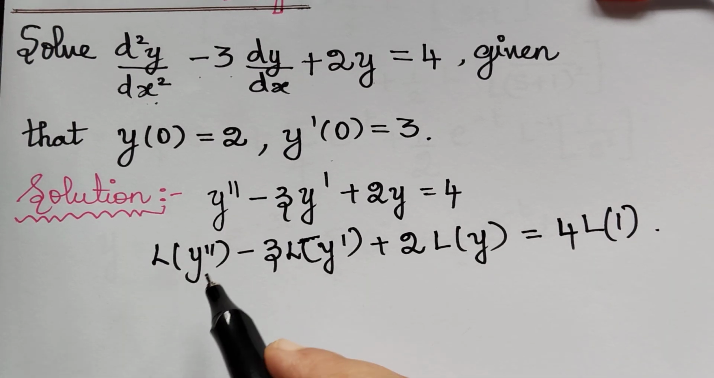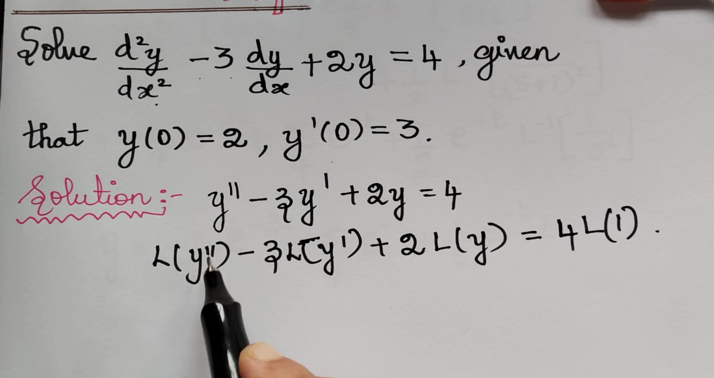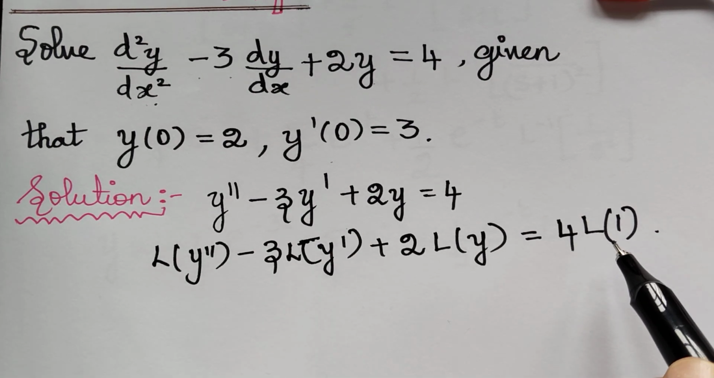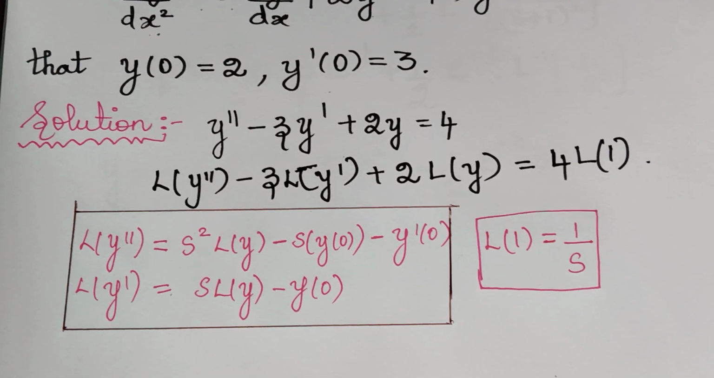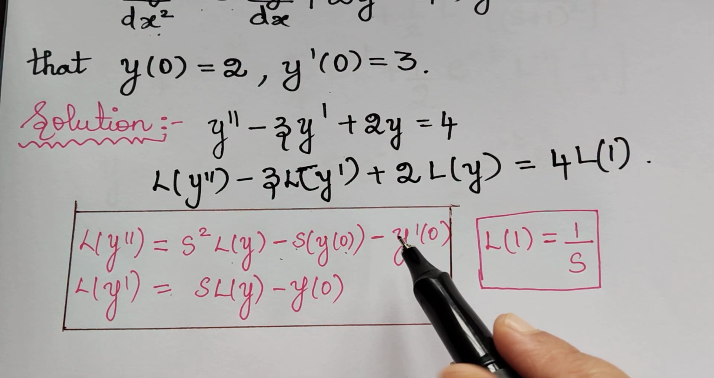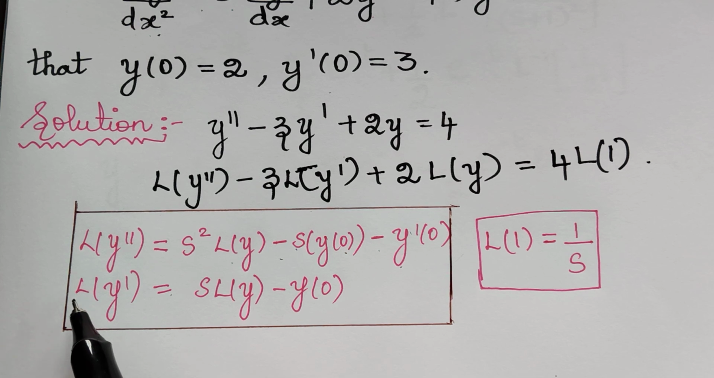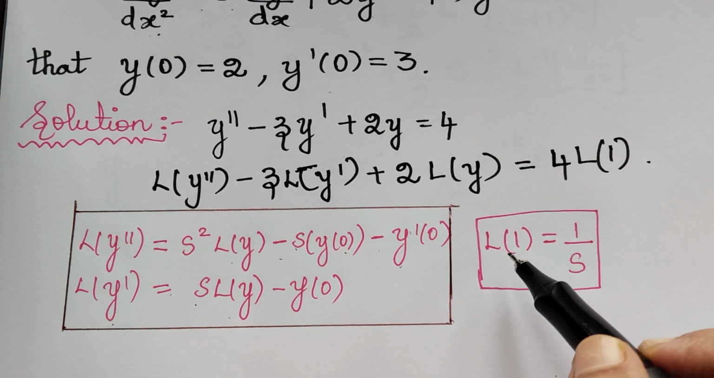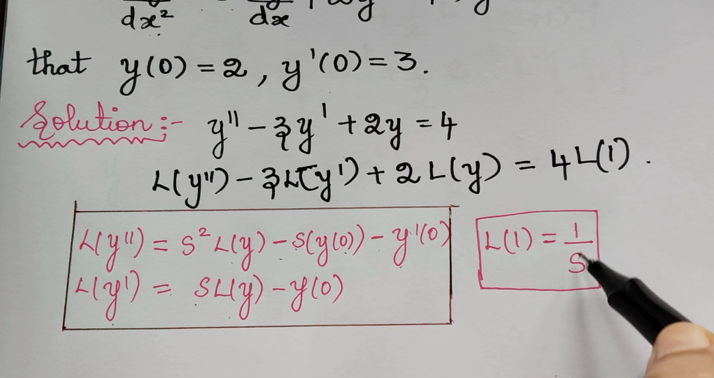Now we have to apply the formula of Laplace transform of L of y double dash, L of y dash and L of 1 in this equation. We know that L of y double dash is s squared L of y minus s multiplied with y of 0 minus y dash of 0, and L of y dash is s into L of y minus y of 0, and the formula for L of 1 is equal to 1 by s.